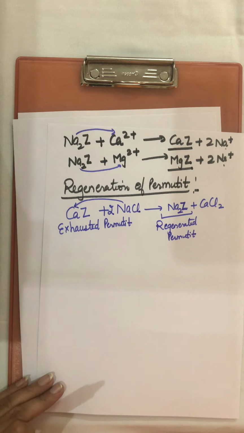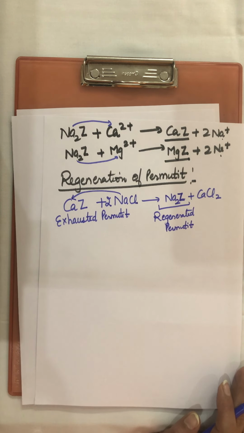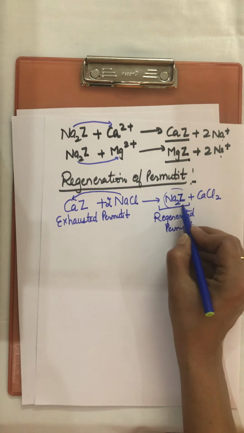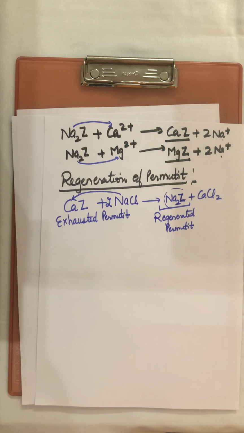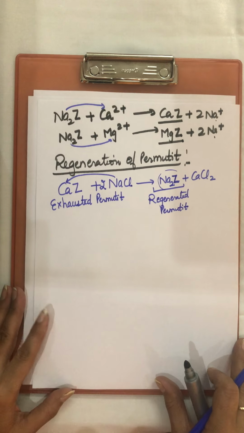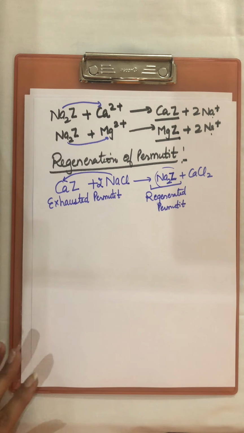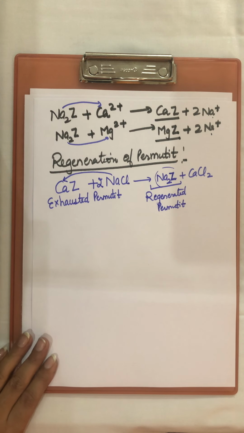It can be however regenerated by passing 10% solution of NaCl through it. So again we can use it. Again we can add the hard water into the tank, and we can use it further for removing the calcium and magnesium ions. This method is called ion exchange method.